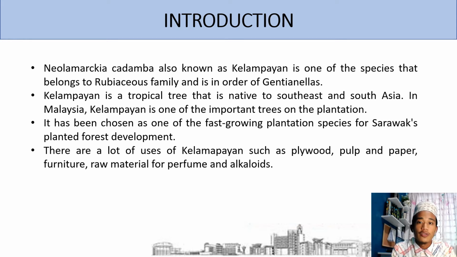Neolamarkia cadamba, also known as Kelampayan, is one of the species that belongs to the Rubiaceae family and is in the order of Gentianales. Kelampayan is a tropical tree that is native to Southeast and South Asia. In Malaysia, Kelampayan is one of the important trees on the plantation. It has been chosen as one of the fast-growing plantation species for Sarawak planted forest development. There are a lot of uses of Kelampayan, such as plywood, pulp and paper, furniture, and raw material for perfume and alkaloid.